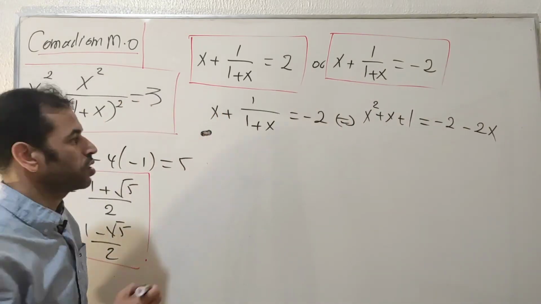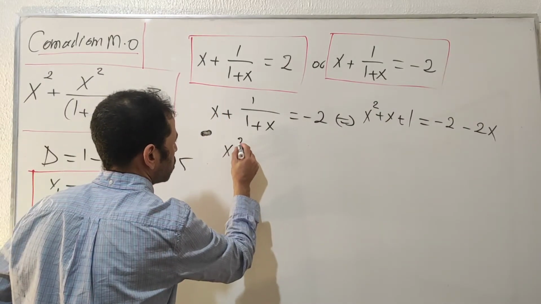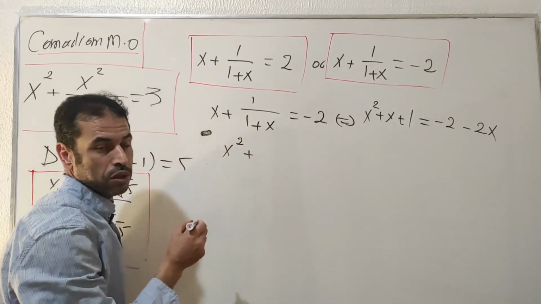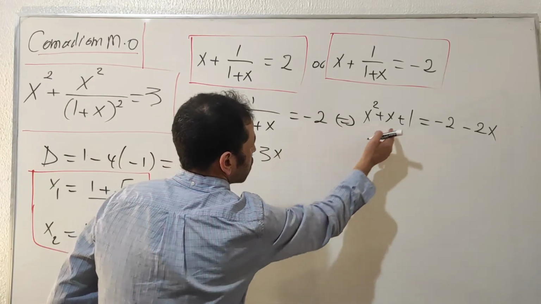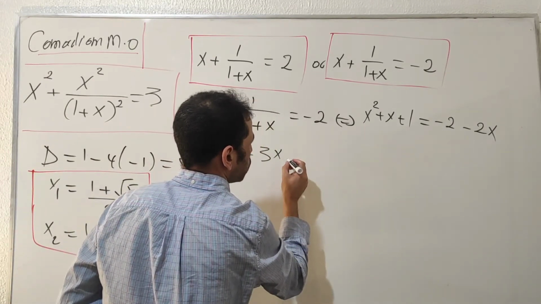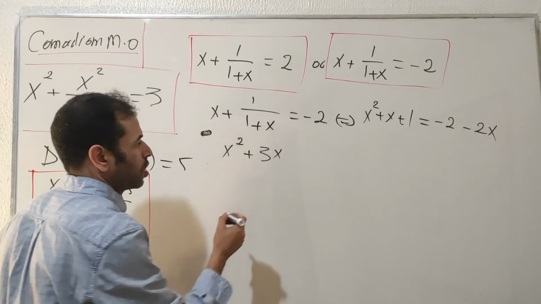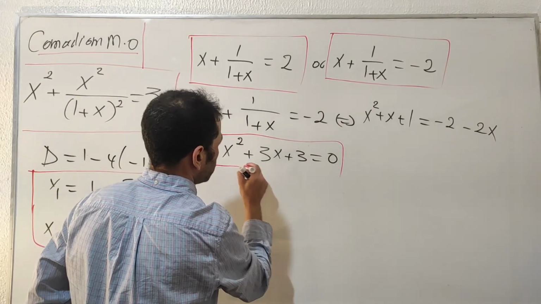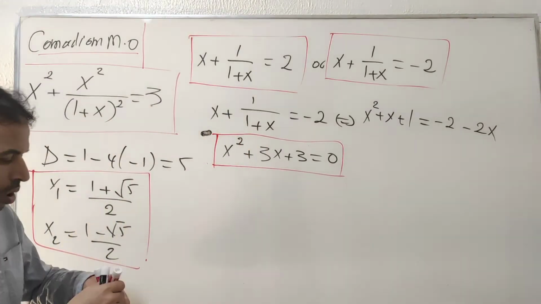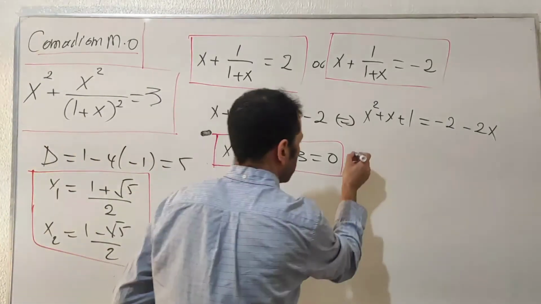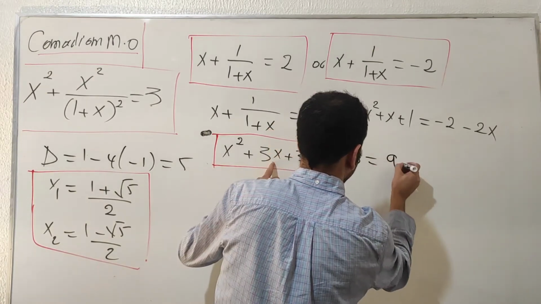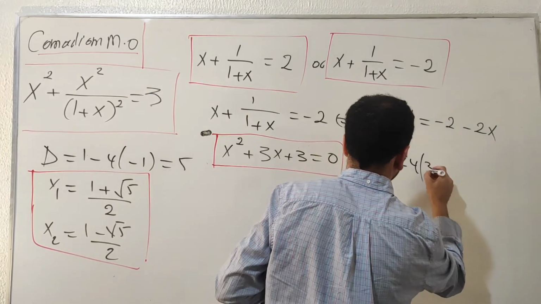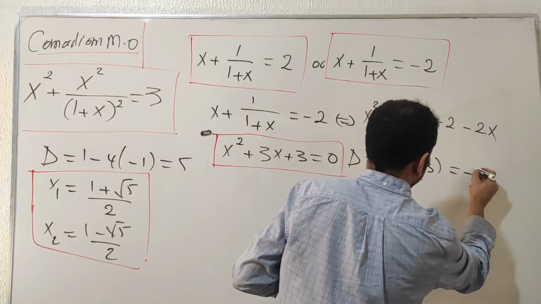Taking everything to the left side, I will have the reduced expression, which is x squared plus x plus 2x, I get 3x. Number 1 plus number 2, after taking that to the left, I get plus 3, which equals 0. Okay, I simply have ended with this nice equation. So I'm going to calculate the discriminant of this one. I will get delta, which equals 9 minus 4 multiplied by 3, which equals minus 3.